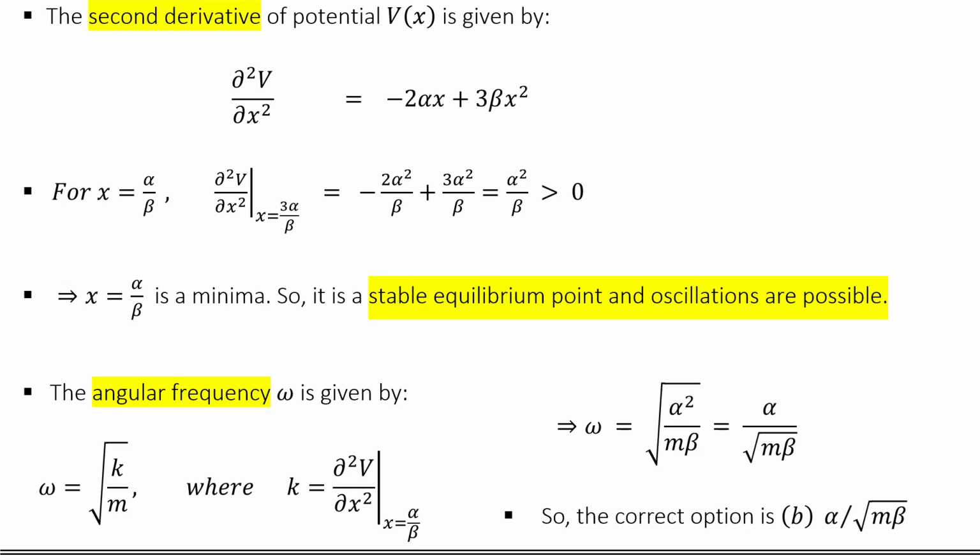Now we know the formula of angular frequency, which is the square root of k by m, where k, the spring constant, is the second derivative of the potential around the equilibrium point. Putting the value of k around alpha by beta, which we calculated to be alpha squared by beta, into the formula, we get omega equal to alpha by square root of m beta. So the correct option is option B, alpha by root m beta.